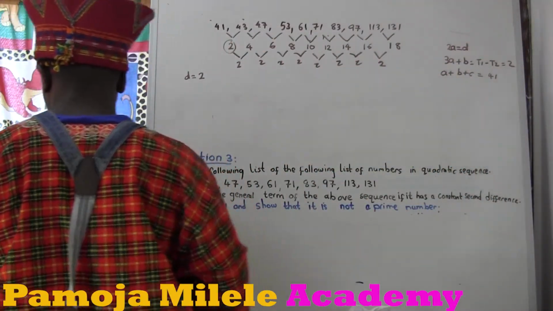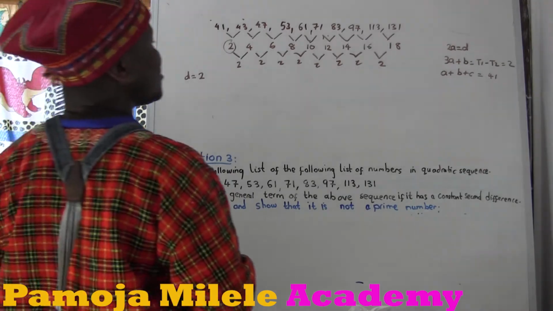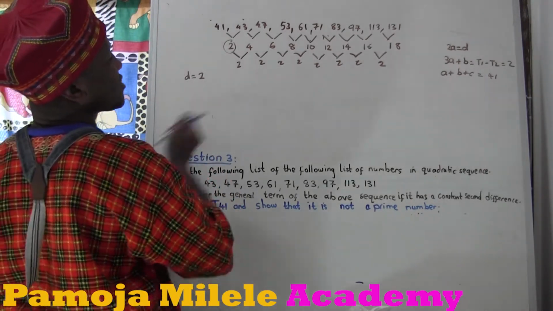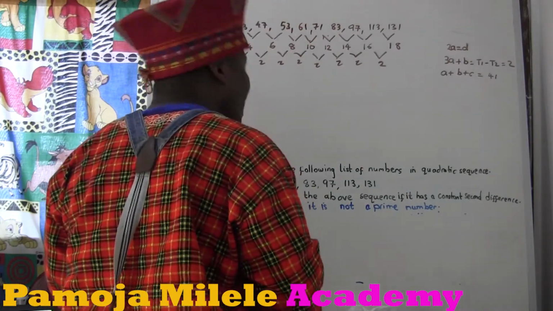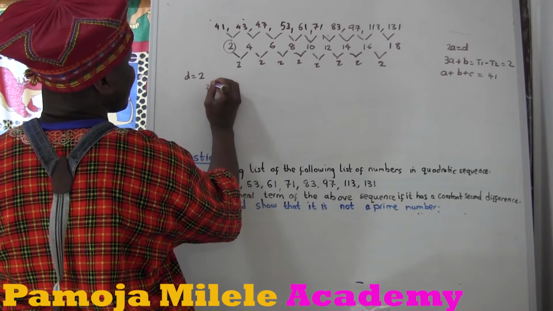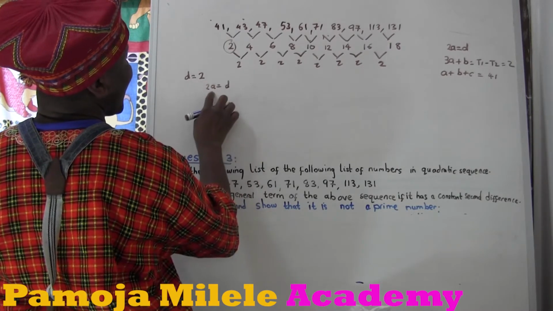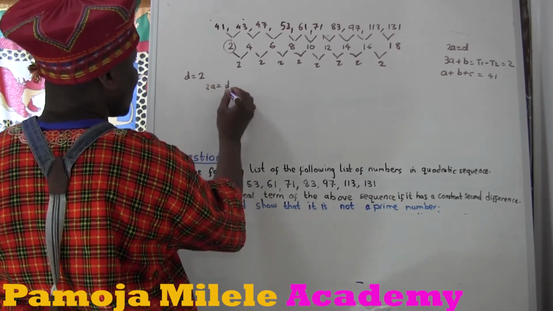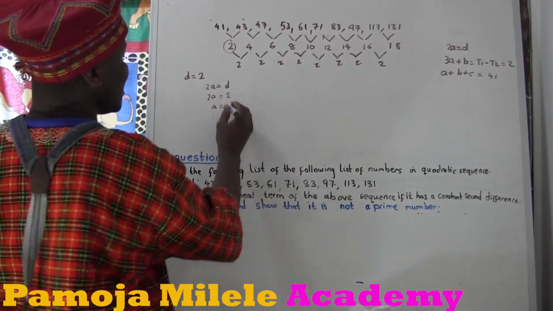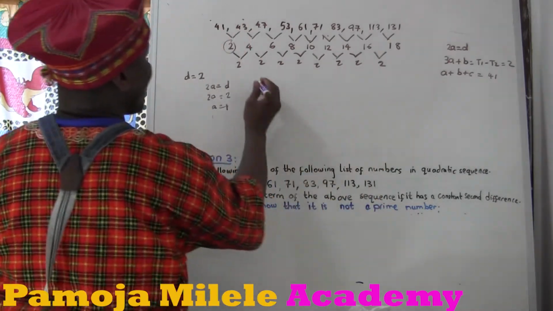Okay, cool. Now let's go. So we can substitute this stuff. Let me start with the first one: 2a equal to d. My d, the second common difference, is 2, so 2a equal to 2, so a equal to 2 divided by 2. A equals 1. Now go for the second formula.